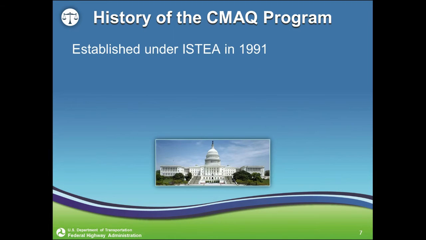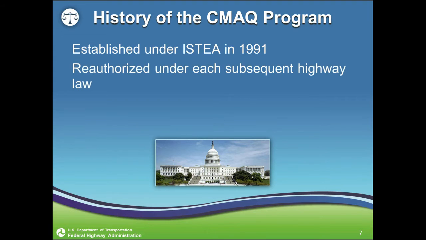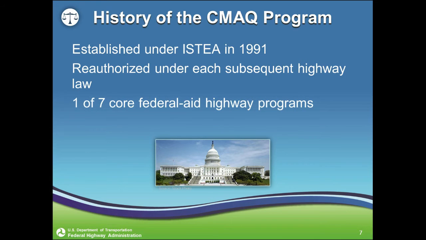The CMAQ program was first authorized under the Intermodal Surface Transportation Efficiency Act, or ISTEA, in 1991 to help states and regions meet the requirements established under the 1990 Clean Air Act amendments. The program has been reauthorized in all subsequent transportation legislation passed since then. CMAQ is one of 7 federal aid highway programs, such as those for highway safety and surface transportation.